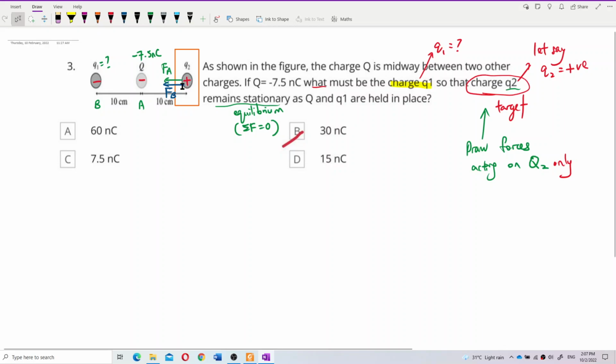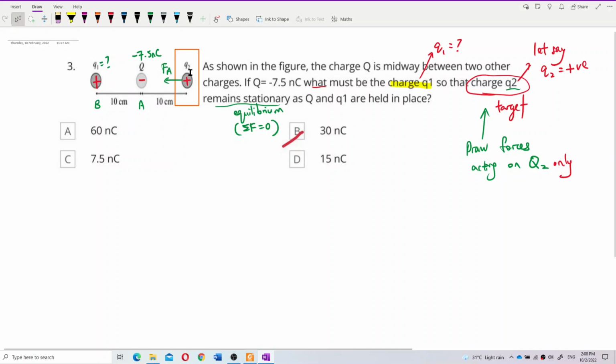Q2 cannot be stationary because there is a resultant force. FA and FB are in the same direction, so they add up and give a resultant force. They cannot cancel each other. So Q1 cannot be negative. It must be positive. Understand? Why must Q1 be positive?